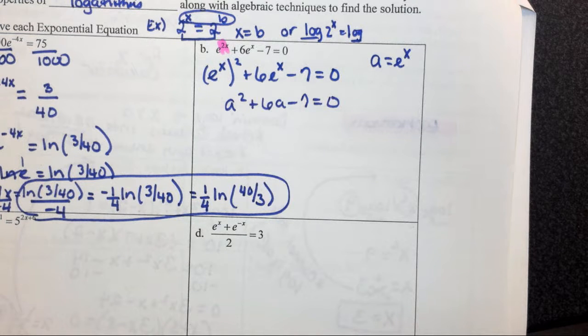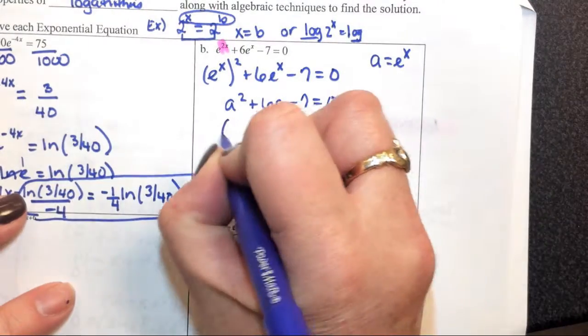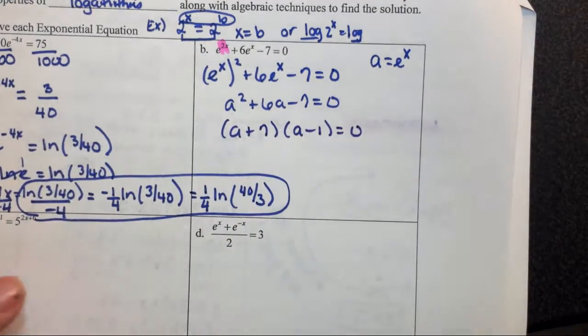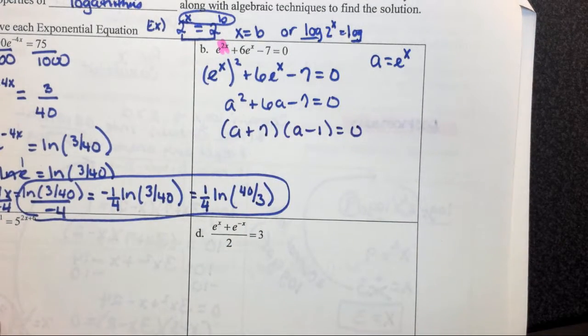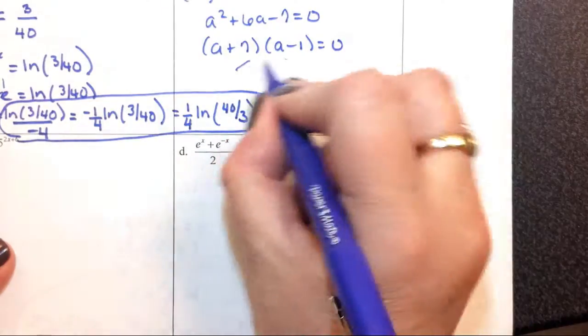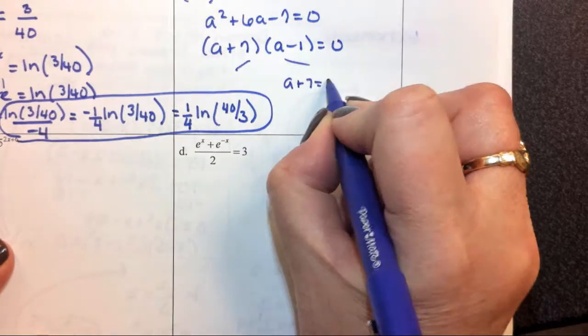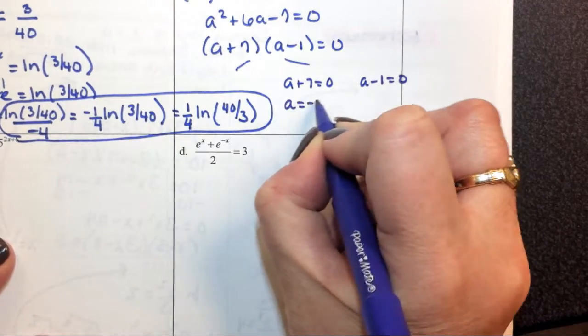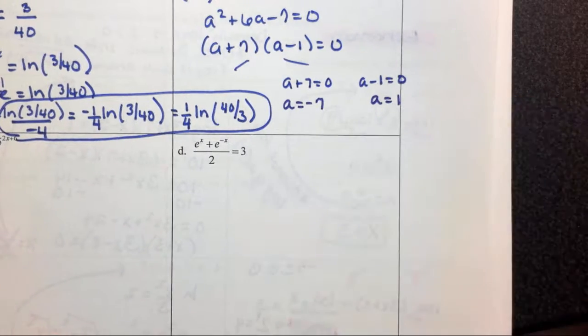We should all be very comfortable doing what with this? What can you do with this? Factor. You can factor. What are the factors of negative 7 that add together give you 6? A plus 7 times a minus 1 is equal to 0. Then what do you do? You solve. You set each factor equal to 0. So a plus 7 is equal to 0. A minus 1 equals 0. So a is equal to negative 7. A is equal to 1.